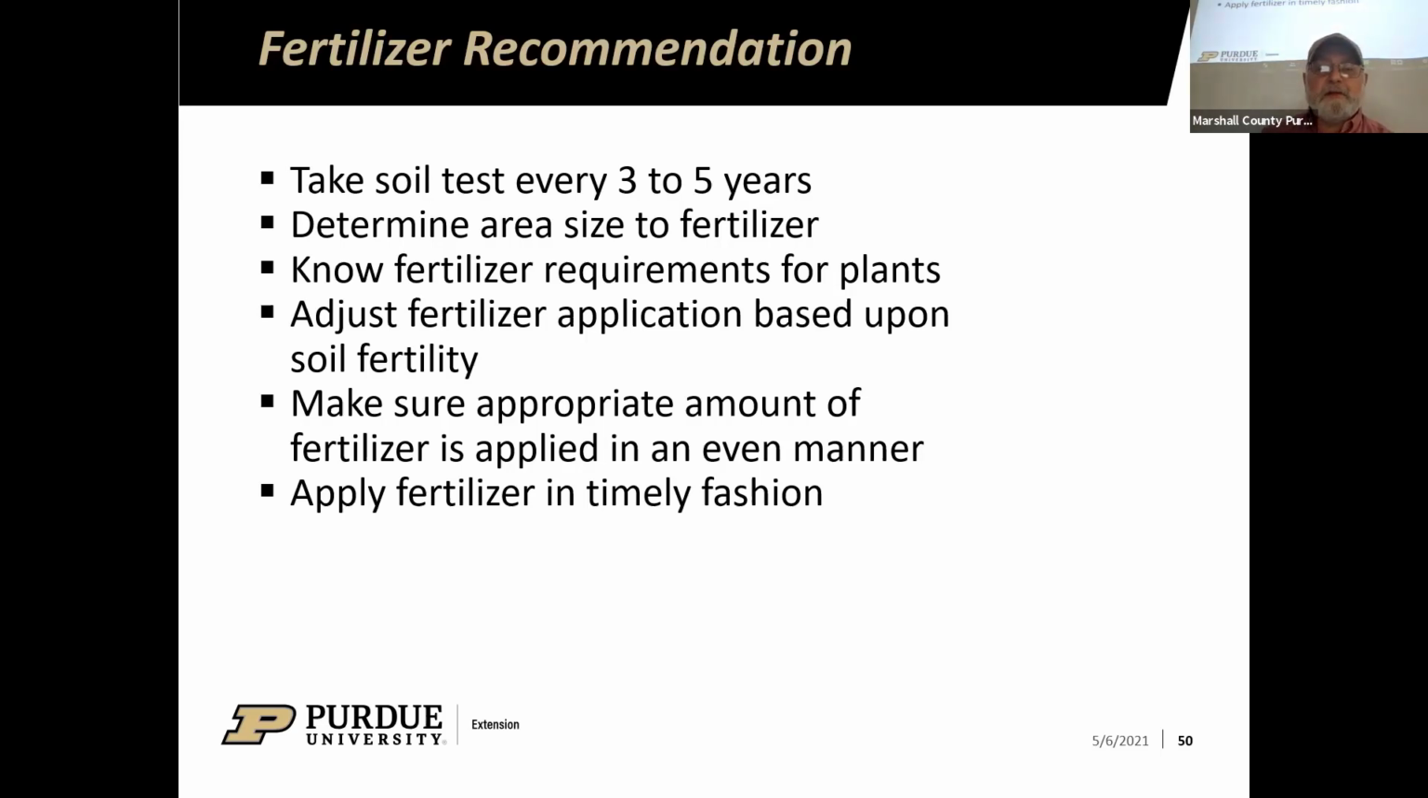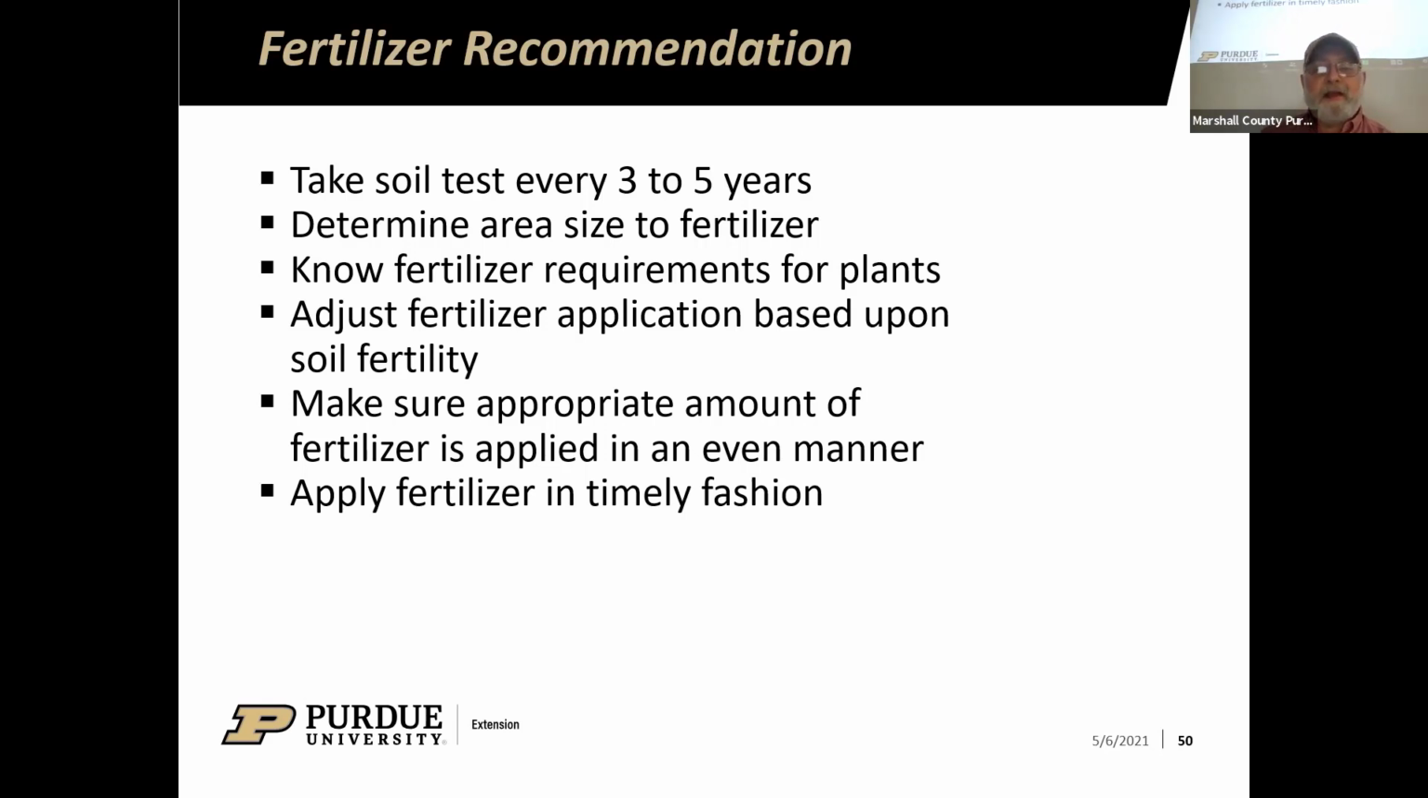Determine the size to fertilize so that you can then take a soil test and translate it into the fertilizer you need to purchase and apply. Know your fertility requirements for your plants. Adjust fertilizer application based upon soil fertility.